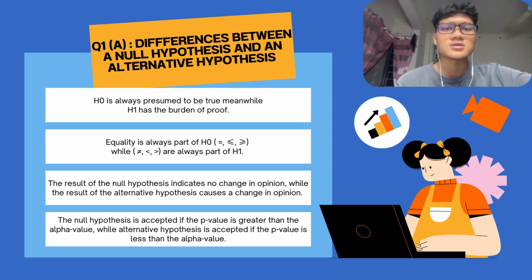Also alternative hypothesis. So, first of all, H0 is always presumed to be true. Meanwhile, H1 has the burden of proof. Next, equality is always part of H0, but non-equality is always part of H1. Number three, the result of the null hypothesis indicates no change in opinion, while the result of the alternative hypothesis causes a change in opinion. Lastly, the null hypothesis is accepted if the p-value is greater than the alpha value, while the alternative hypothesis is accepted if the p-value is less than the alpha value.